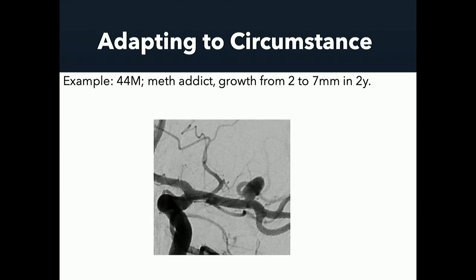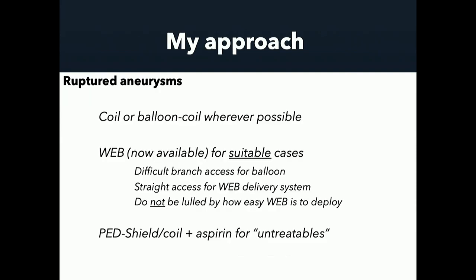His aneurysm had grown from 2 to 7 millimeters in 2 years. So, this guy's got some social issues, but the priorities here are to protect him. And obviously he's going to be a compliance issue with his meth use. So again, we want to avoid antiplatelets. And this is a terribly difficult endovascular case with that origin off the anterior temporal artery. But again, for the purposes of this discussion, we're pretending open surgery does not exist.